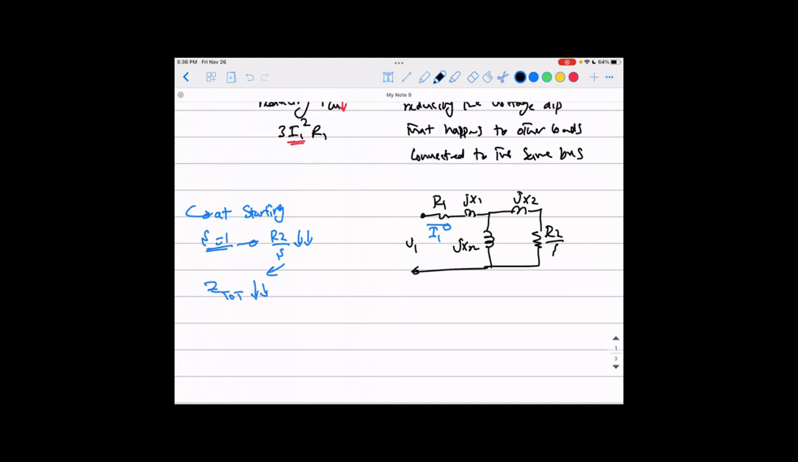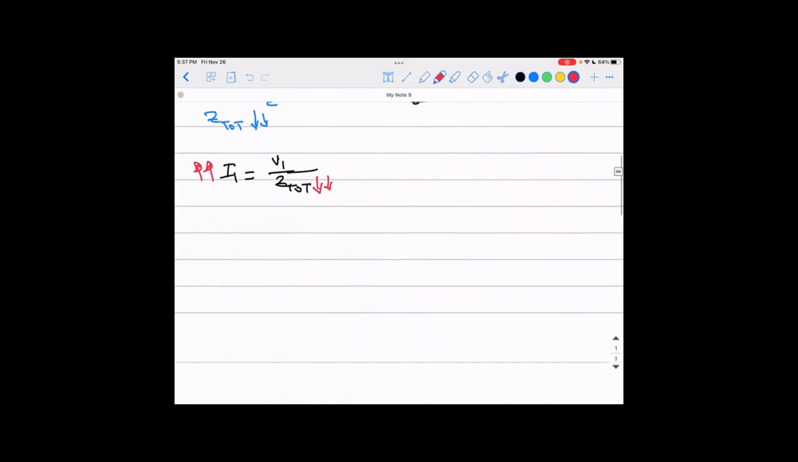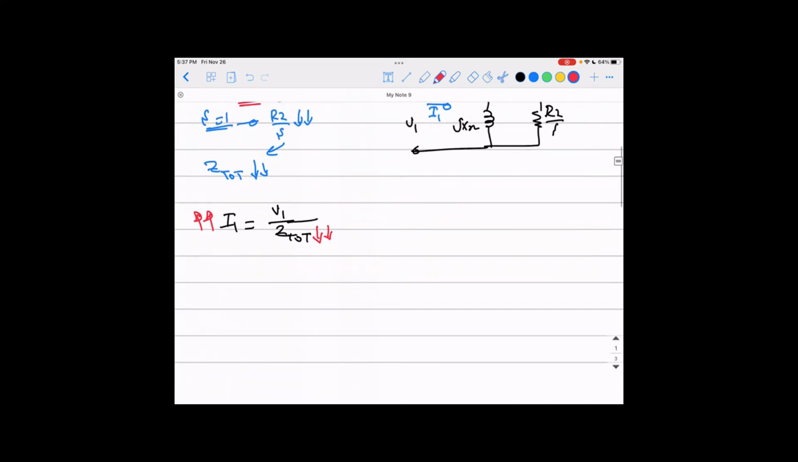You know that your current I1 equals V1 divided by the total impedance of the machine. Since this total impedance is very small, the current is very high. And that's why at starting, the motor draws a very high amount of current. So like we said last time, we're trying to reduce this as much as we can.